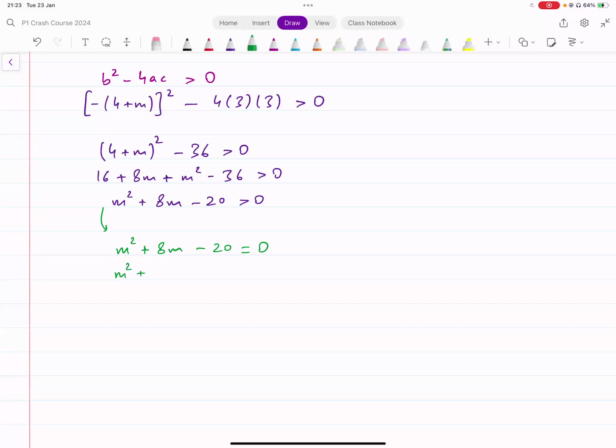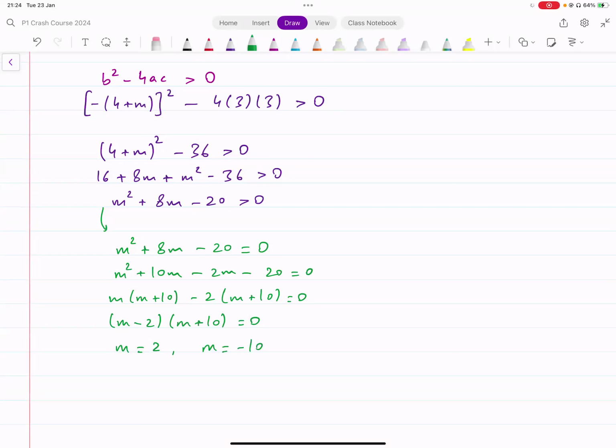Well, it seems we can. It becomes plus 10m minus 2m minus 20 equals 0. That gives us m into m plus 10 minus 2 into m plus 10. And there are two factors that we have, m minus 2 into m plus 10. m is either equal to 2 or m is equal to minus 10. These are the two cutoff points that we get, okay?